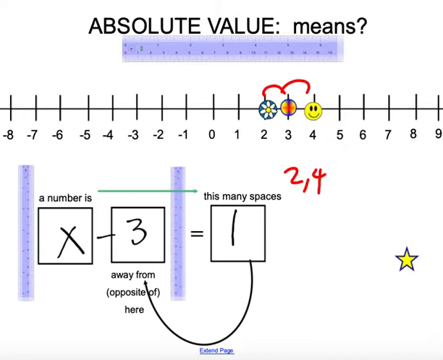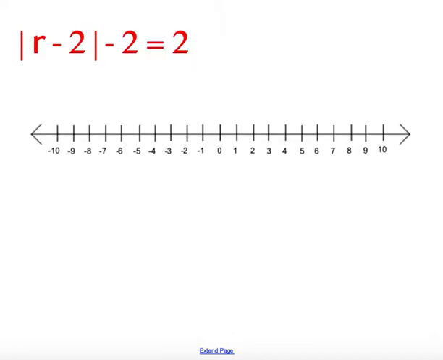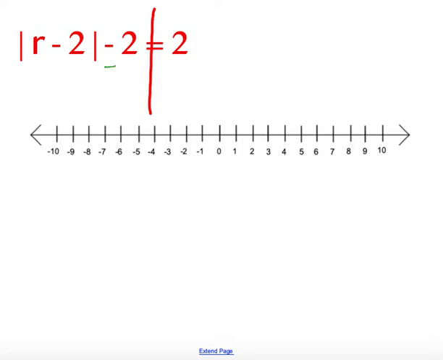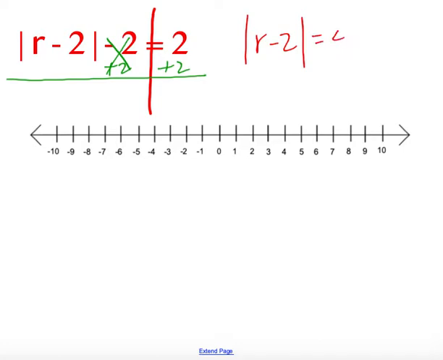All right. So let's look at this one. This one's a little bit different because it has an absolute value, but then we have some extra stuff with it. So in order to see where we're going to put this on our number line, we have to get the absolute value by itself first. So let's get rid of this. Now, if I were to rewrite this, I'm going to have absolute value of r minus 2 equals 4.